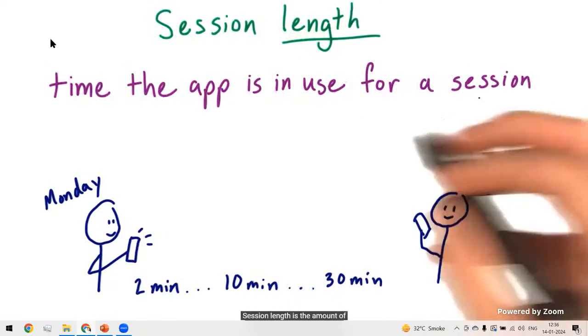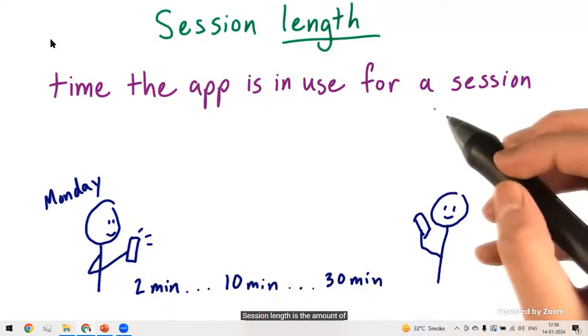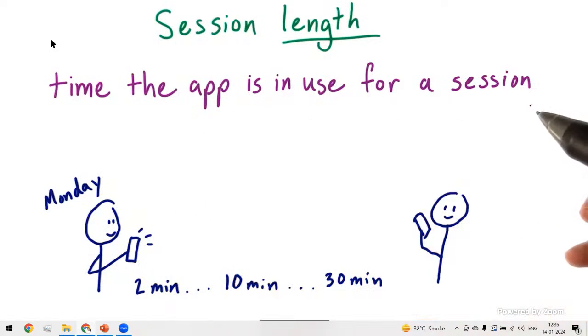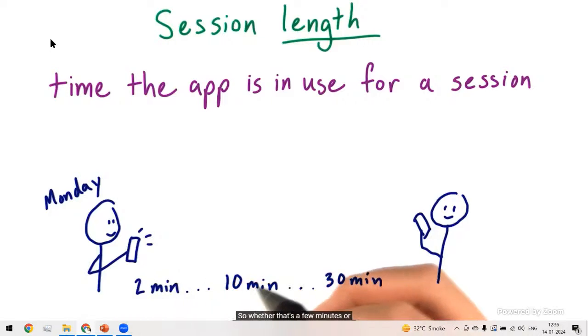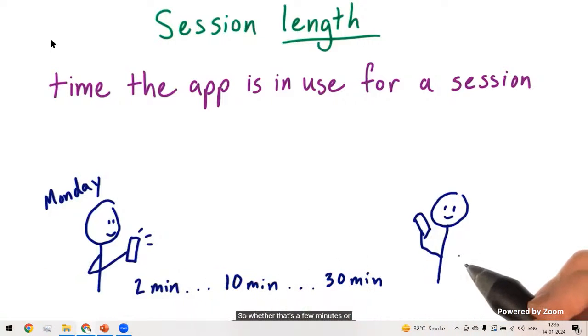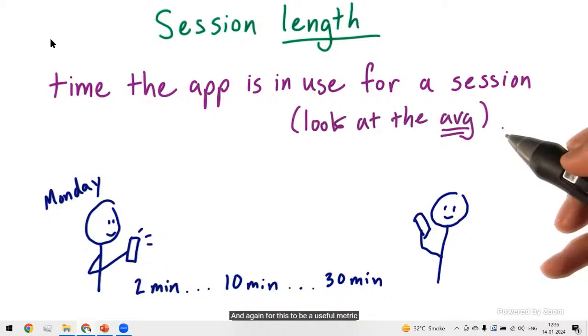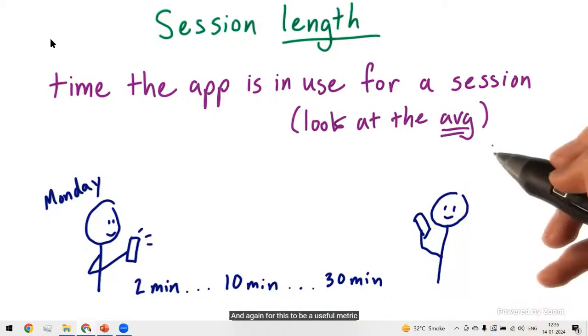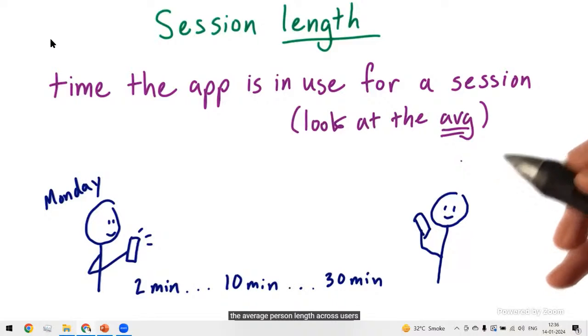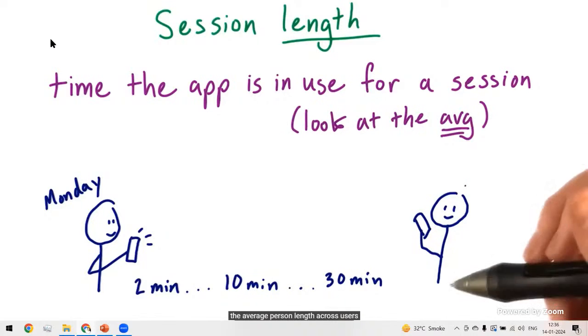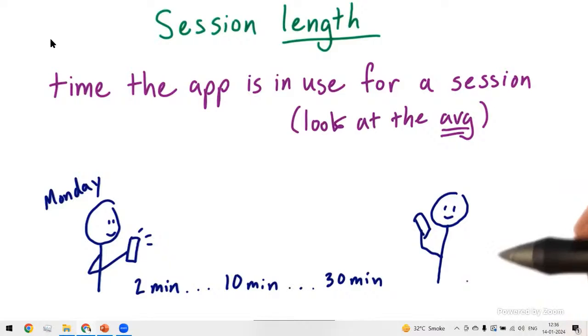Session length is the amount of time that the app is in use for a particular session, whether that's a few minutes or going on and on to lengths of hours. And again, for this to be a useful metric, we would usually look at the average session length across users to see how long a typical user plays once they open the app.